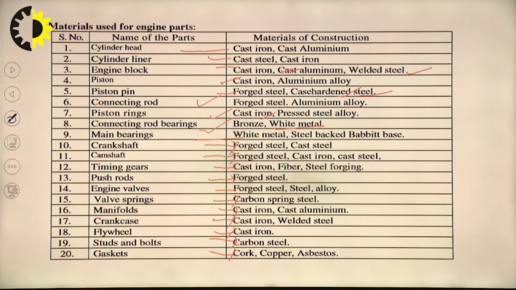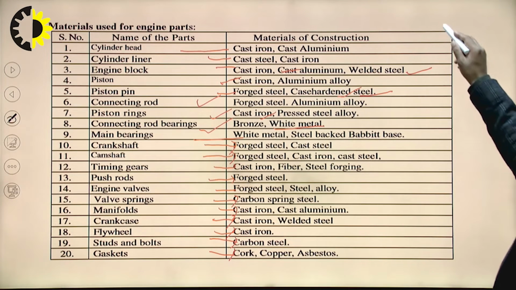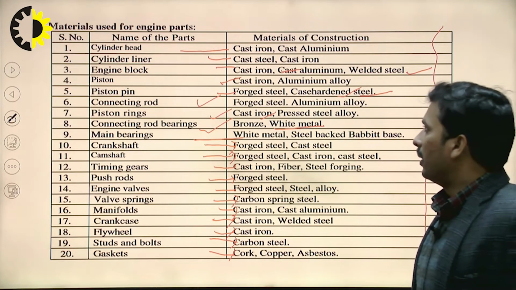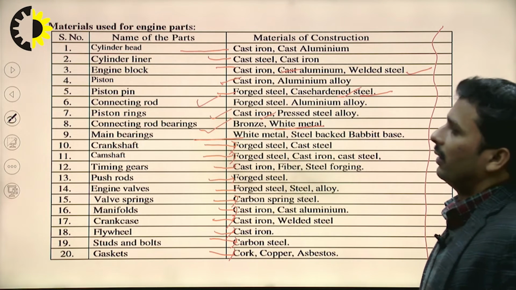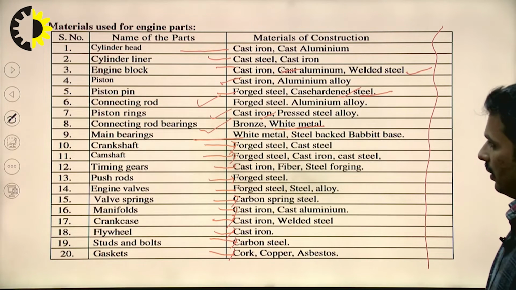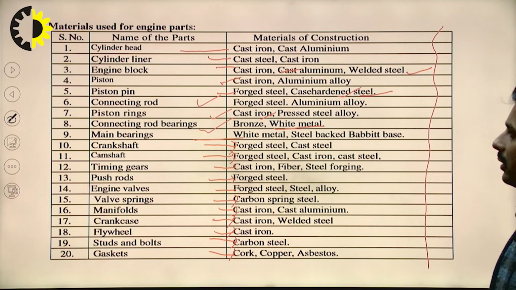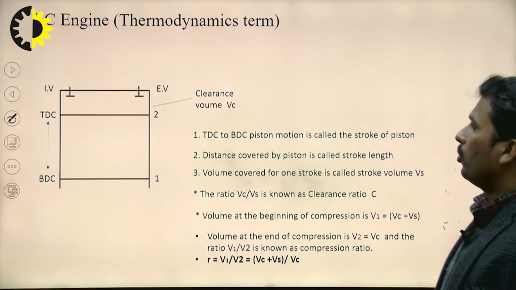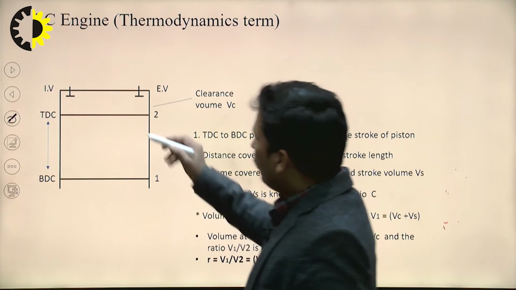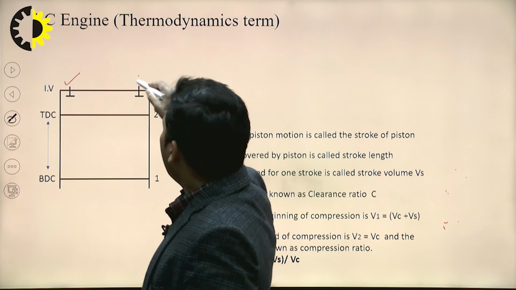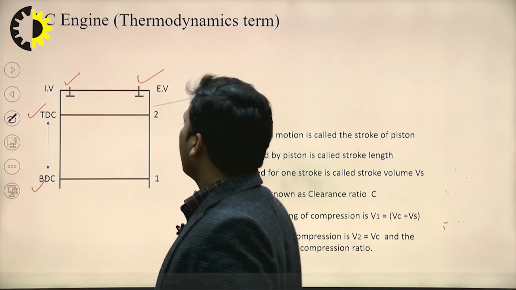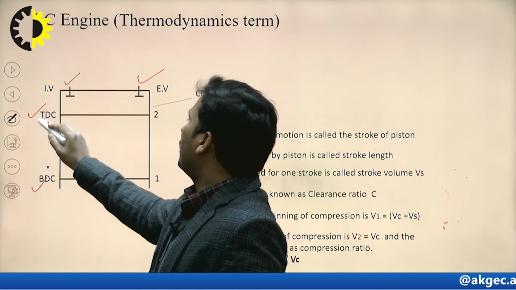So, you can see that the material mainly used for the components of the internal combustion engine is cast iron, and cast iron and aluminum alloy are used in the internal combustion engine. If we look at the IC engine thermodynamic terms, you can see from here the inlet valve, exhaust valve, top dead center, bottom dead center. TDC is top dead center.